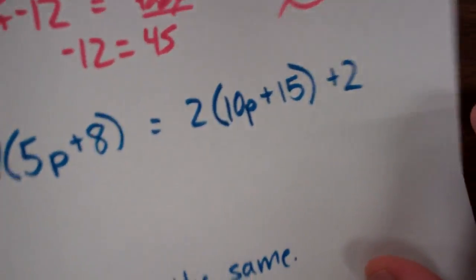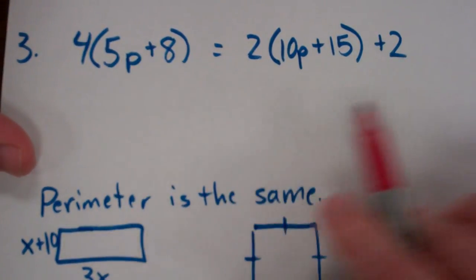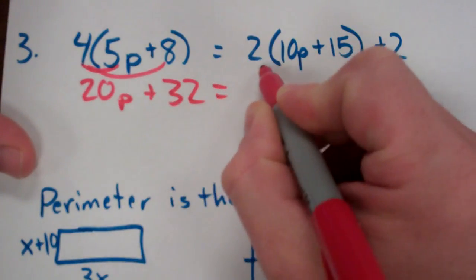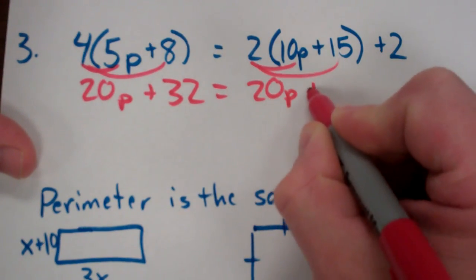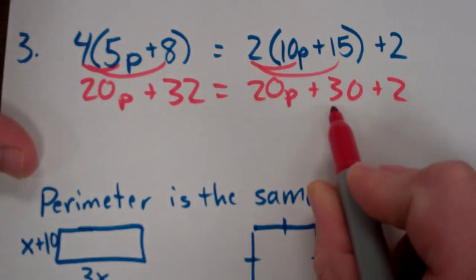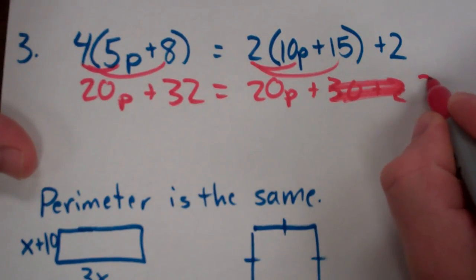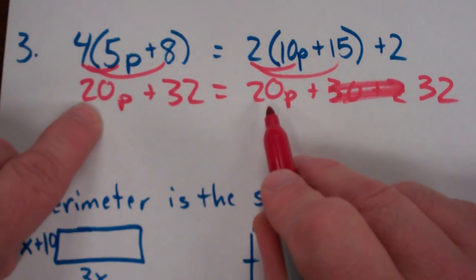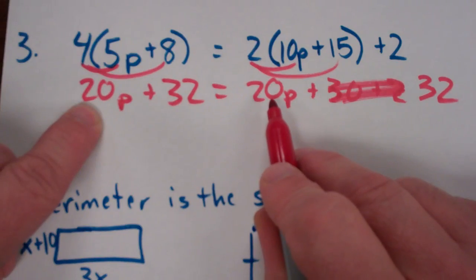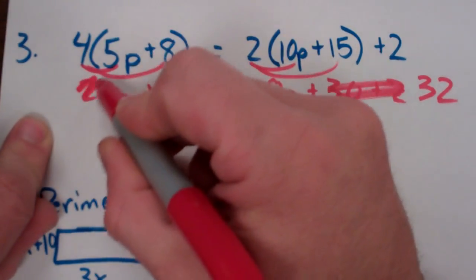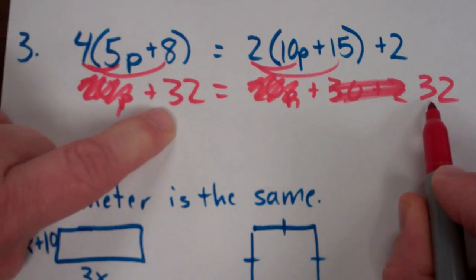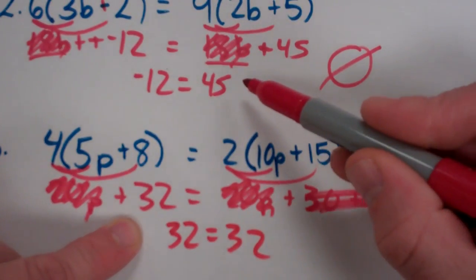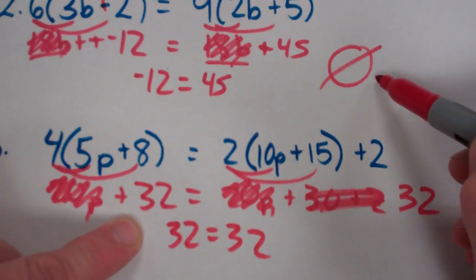Okay, so let's try another one. Leave, change, opposite. Don't have any distributive property. Combine like terms. 30 and 2 becomes 32. Now I have variables on both sides. You might notice they match up again, kind of like the 18b and the 18b from last time, but when I subtract 20p from this side and subtract 20p from this side, I get 32 equals 32. Now this is different. Remember on the last one we got negative 12 equals 45, which was an untrue statement, which made an empty set.